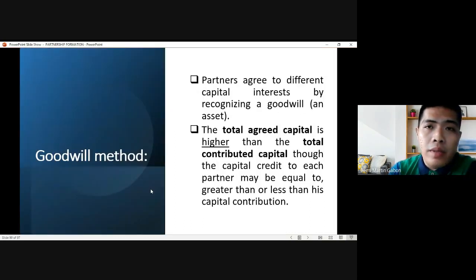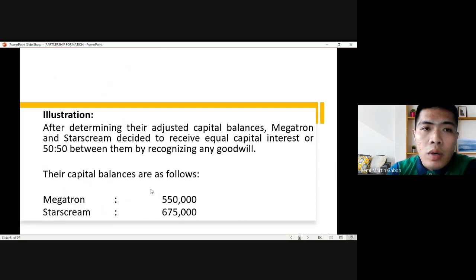Next, the goodwill method. Partners agree to a different capital interest by recognizing goodwill. So kung kanina yung bonus method, walang asset na nire-recognize, dito meron. Meron tayong asset na nire-recognize which is goodwill. Okay? So how do we do that? Total agreed capital should always be higher than the contributed capital. Okay? So meaning, kung ano yung i-invest ko, kailangan yung agreed capital na i-credit sa akin is greater than my contribution.